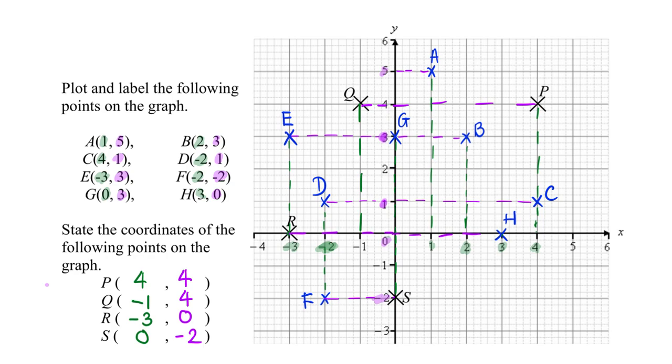I just want to highlight that for points that have 0 in either their x coordinate or y coordinate, do take note that these points are actually on either the x-axis or the y-axis, depending on which coordinate, x or y, is 0. So this is something to highlight to everyone.